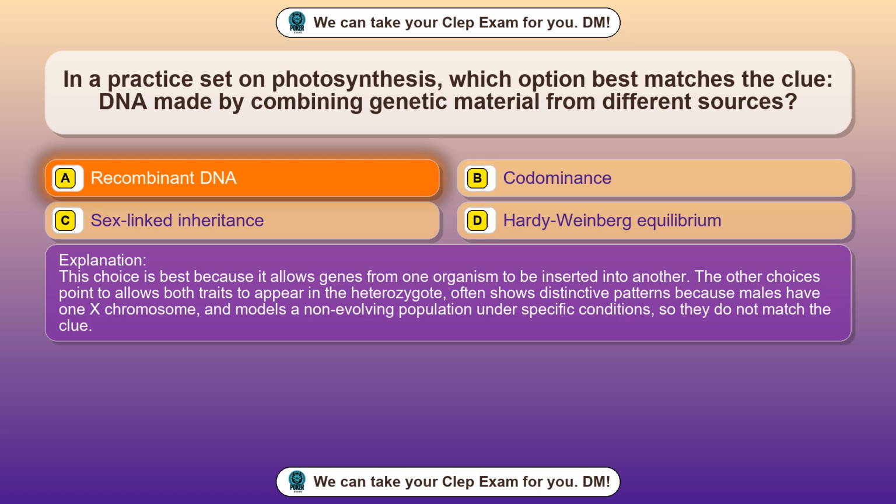This choice is best because it allows genes from one organism to be inserted into another. The other choices point to allows both traits to appear in the heterozygote, often shows distinctive patterns because males have one X chromosome, and models a non-evolving population under specific conditions, so they do not match the clue.